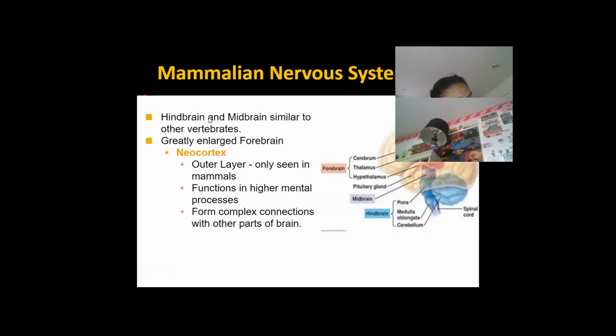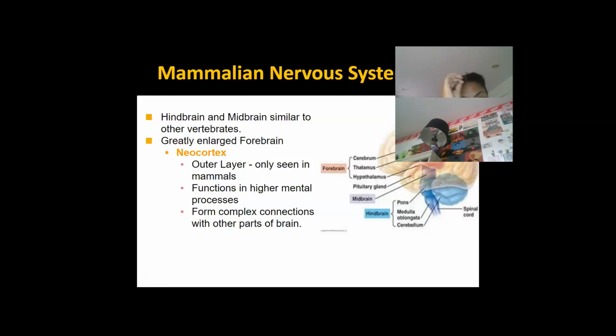So within the different vertebrates, the hindbrain and the midbrain are very similar. The forebrain is where each group of vertebrates has a tendency to change. The outer layer is the neocortex. This is only present in the mammals. We are mammals. Other fur-covered, milk-producing, live-bearing animals are also mammals.